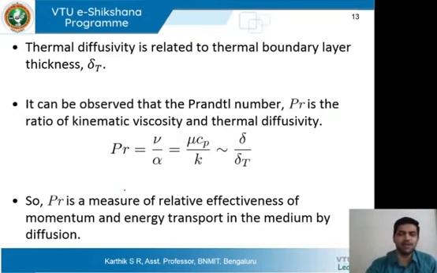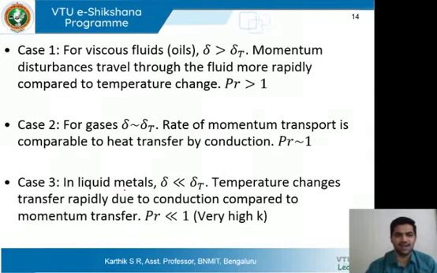So let us look into three typical cases where the value of the Prandtl number gives you some physical significance. So let us take up case 1. For viscous fluids, in the sense like oils, it is observed that the velocity boundary layer is thicker compared to the thermal boundary layer.